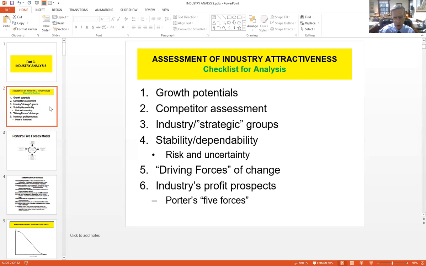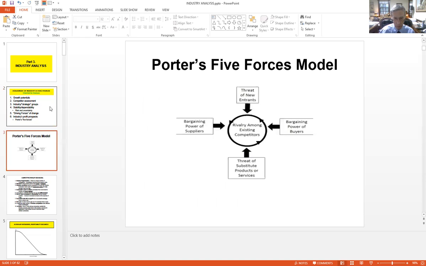And it's with that last question that we can begin looking at the first model that strategists use to assess industries, because the results of using this model are indications of strategic priorities. So it's a very useful model. And this is the famous Porter's 5 forces.